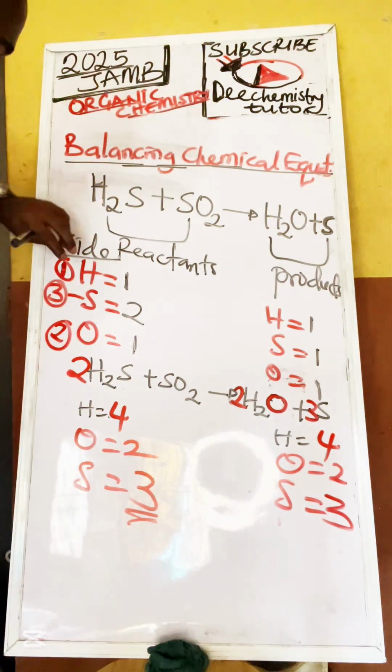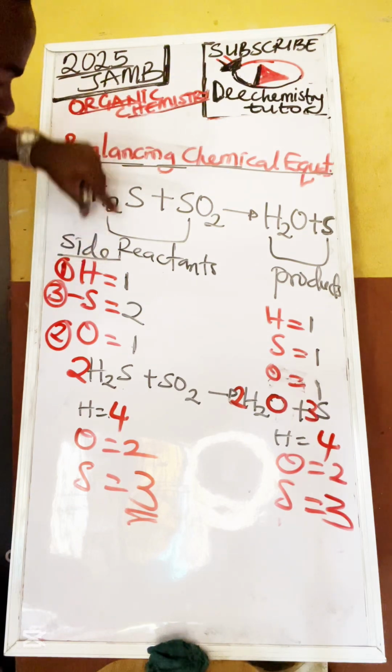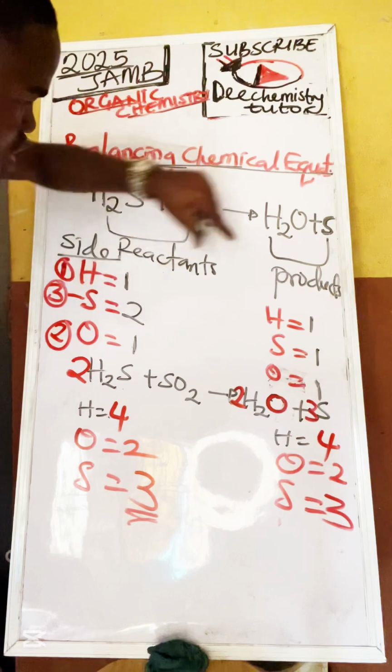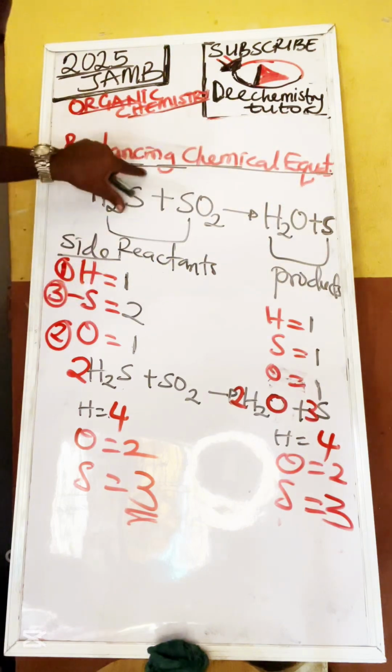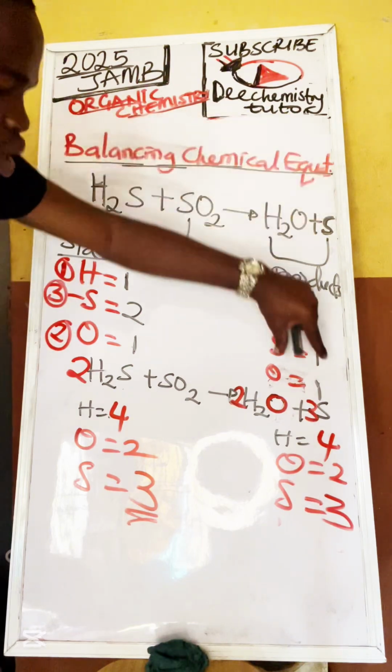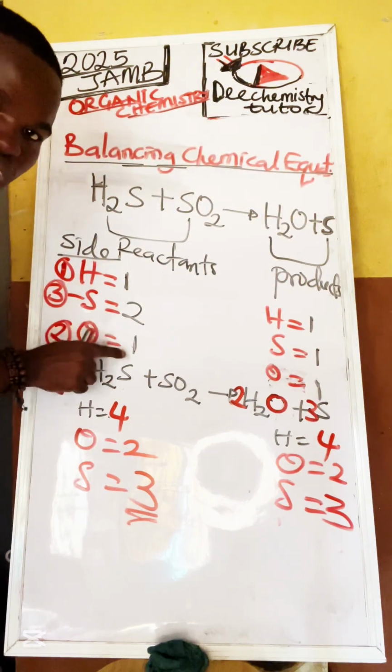If you can know this, just know the number of each of the elements on each side. Hydrogen here is 1 on this side. How many hydrogen do we have here? 1. How many sulfur do we have here? 2. How many sulfur do we have here? 1. How many oxygen do you have here? 1. How many oxygen do you have here? 1. Balance the one that is more than 1 last.